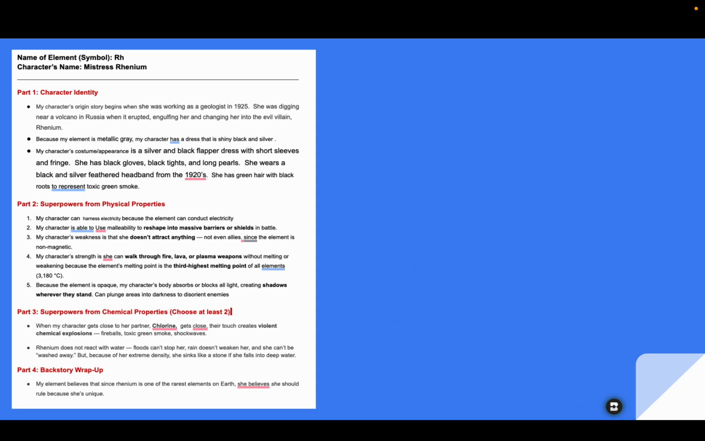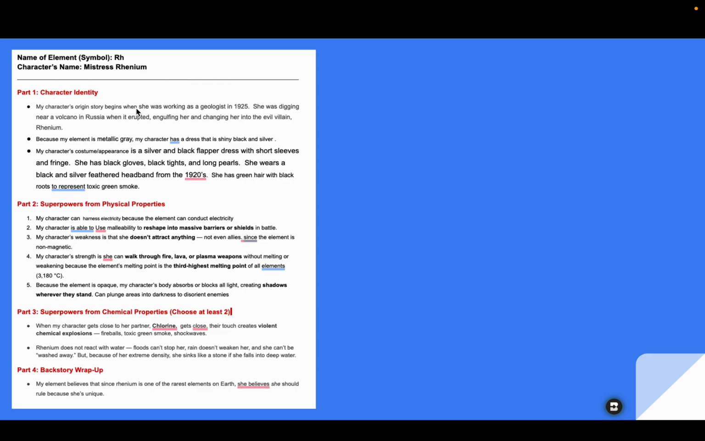Okay. Once you're finished, this is mine, and you can pause this and read through mine if you want to. But for part one of my character identity, I used a lot of the physical attributes, the color of the element, the metallicness of the element. My character, look at this right here. Her costume is a silver and black flapper dress, again, because she was identified in 1925. And in real life, the element is found in volcanoes.